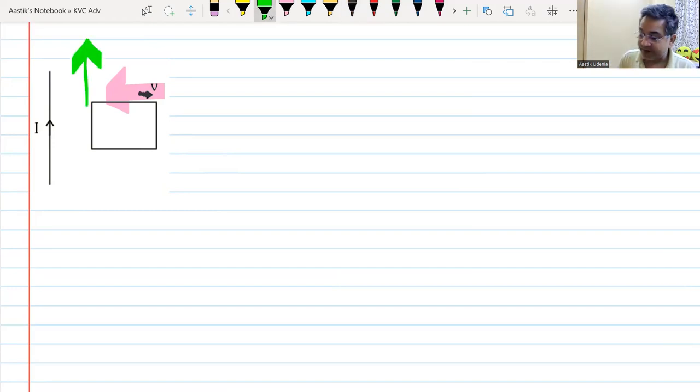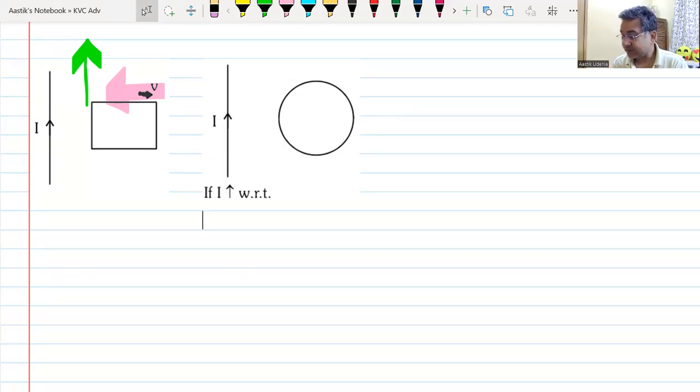If instead of the pink direction, I make it to move in the upward direction, then what is the answer then? Zero, sir. Why it is zero? Sir, as flux is not changing. Flux is not changing, so nothing will happen. Induced EMF or induced current would be zero. Do we understand this? Yes.